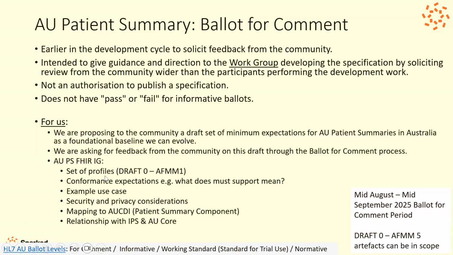And so that's going to consist of basically the following things: a set of profiles, and those profiles, like AU Patient Summary Bundle and Composition and Patient, might be at either draft 0 or AFMM1 maturity levels. Either is fine. There needs to be a set of conformance expectations. We've been saying that in order to implement Australian Patient Summary, we're going to be compliant to IPS and compliant to AU Core. We need to answer, what does that mean? What does compliance to Australian Patient Summary actually mean?